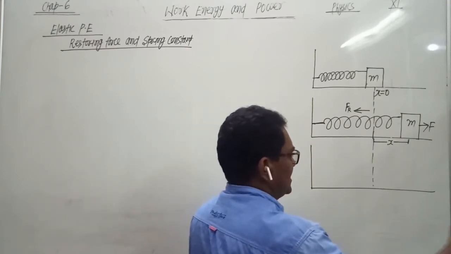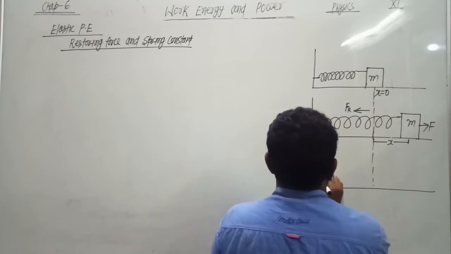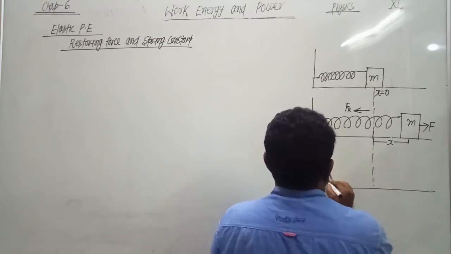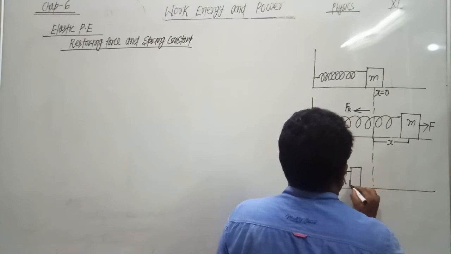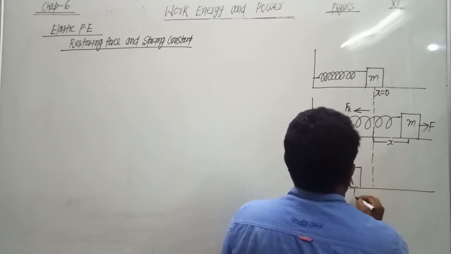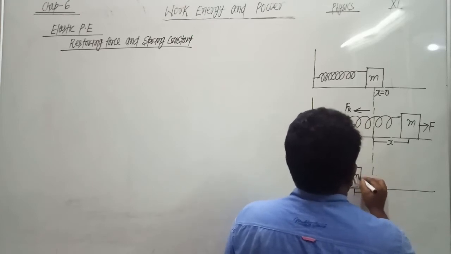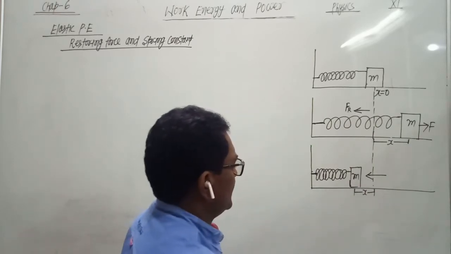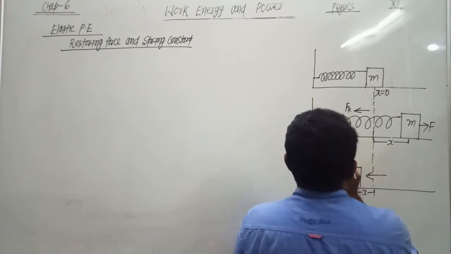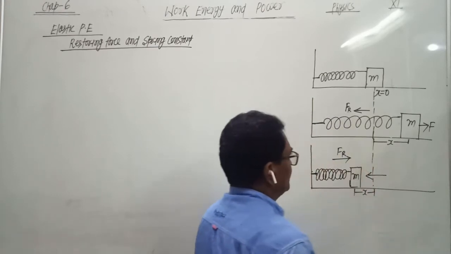Now the spring is compressed. This is the third condition. When a spring is compressed by distance x, the external force acts in backward direction and the restoring force acts in forward direction.